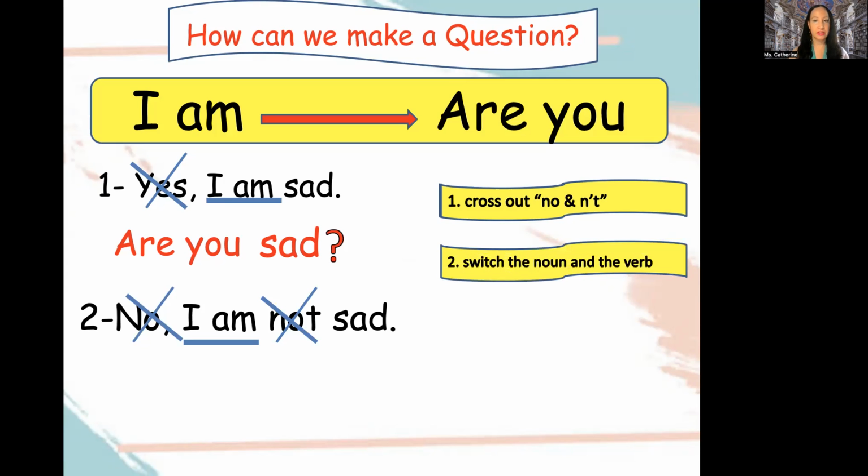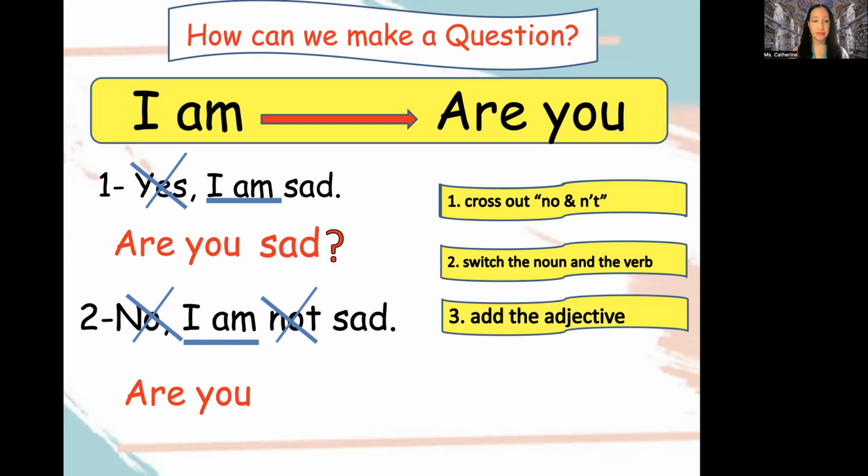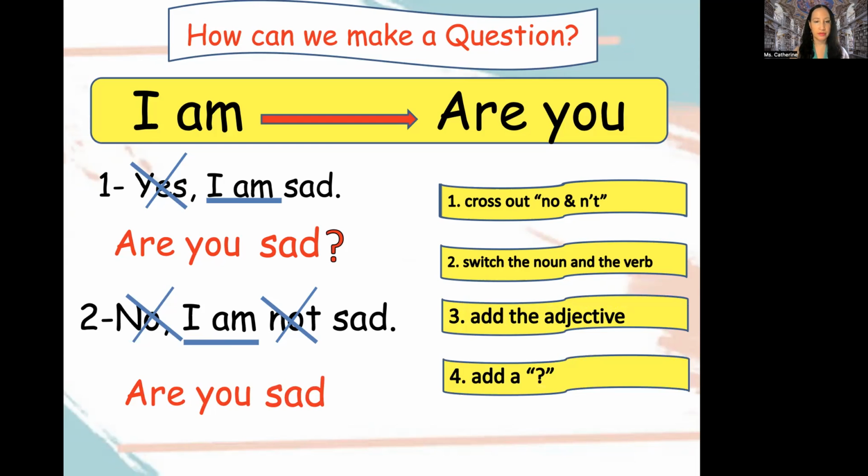Now what happens? Right? We switch the noun and the verb. But what happens when we switch the noun and the verb? Does it stay am I or would it be are you? That's right. Are you changes, okay, from the I am to the are you. Now, where's the adjective? Sad. Now what happens next? That's right. We add the question mark. Okay. So remember, I am changes to are you.